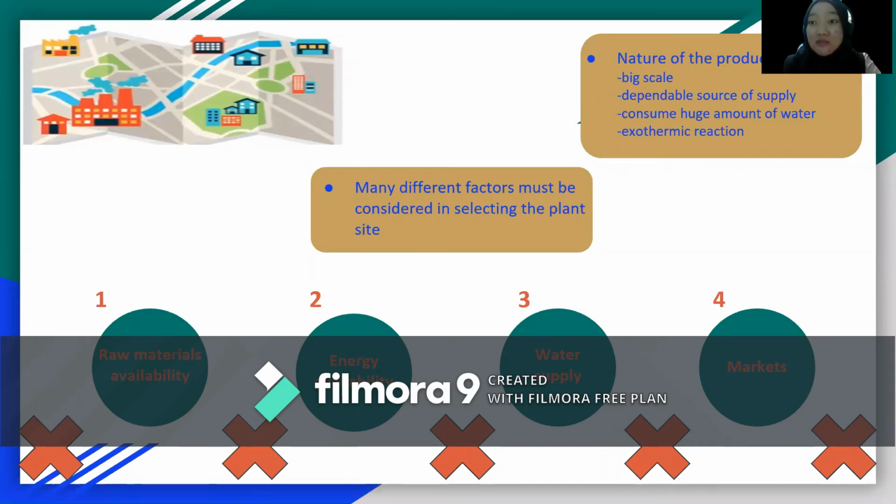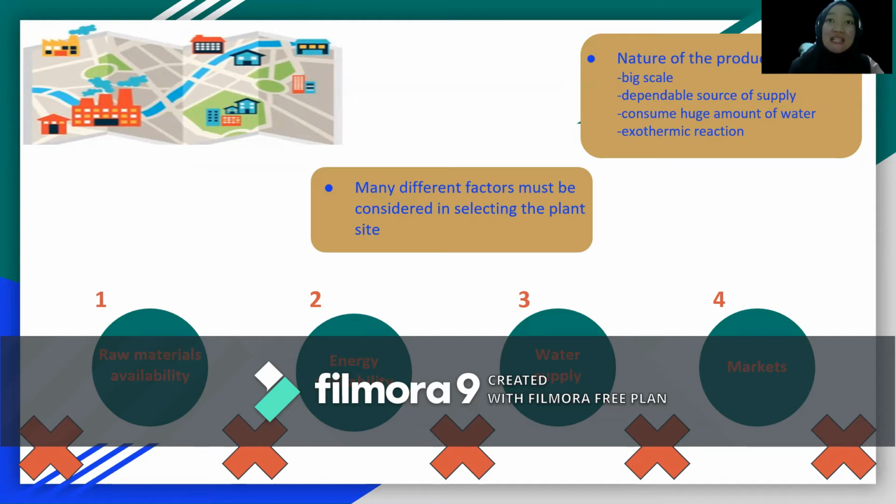Next is one of the most important parts that needs to be included in the selection of a chemical site, which is the nature of the production process. The production of ethylene via steam cracking is a big scale plant because it involves many huge process equipments. It also needs dependable sources of supply, for example, labor supply, water supply, or raw material supply, in order for the plant to keep running. It also consumes a huge amount of water for the process, for example, the water is used as steam or for quenching and so on. This process is also an exothermic reaction. So these natures need to be in our thought when we consider a plant location.